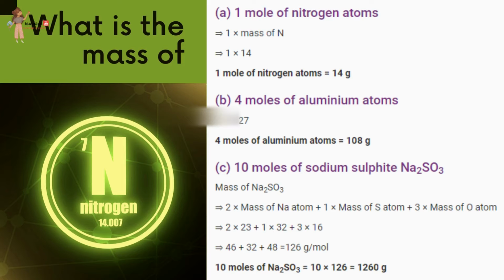Now, what is the mass of 1 mole of nitrogen gas? It will be 1 into mass of nitrogen, which is 1 into 14, which is again 14 grams. 4 moles of aluminium atoms would be 4 times 27. 10 moles of sodium sulfite, Na2SO3. It will be 2 times the mass of sodium atom plus 1 times the mass of sulfur plus 3 times the mass of oxygen atoms.